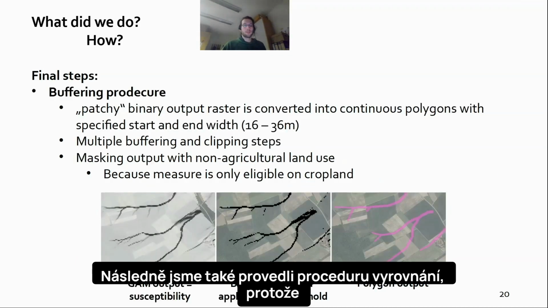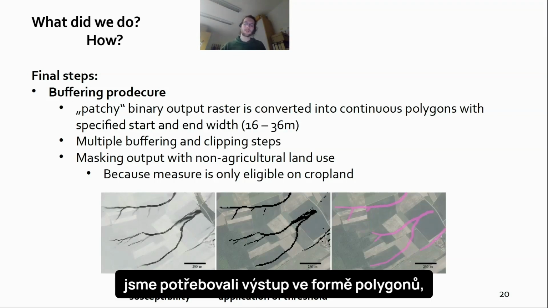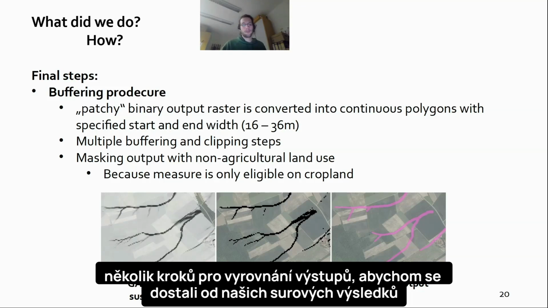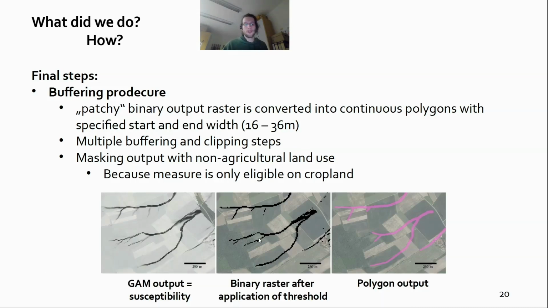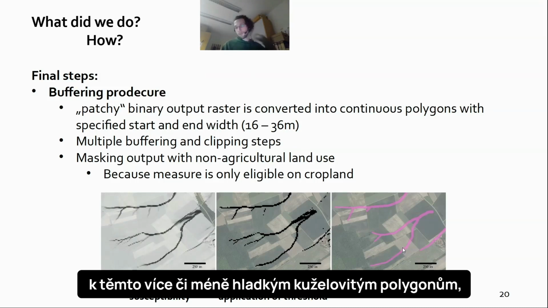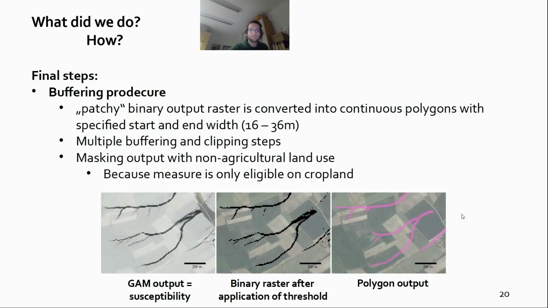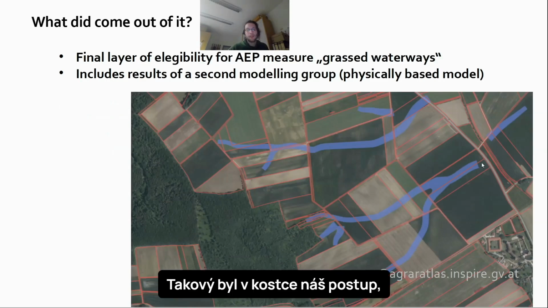We then also implemented a buffering procedure because we needed the output in the form of polygons to intersect them with field polygons, and we had to apply several buffering steps to get from our raw model outputs to these more or less smooth conical polygons, starting at the defined width of 18 meters and going up to 36 meters. Yeah, so that was basically the procedure.